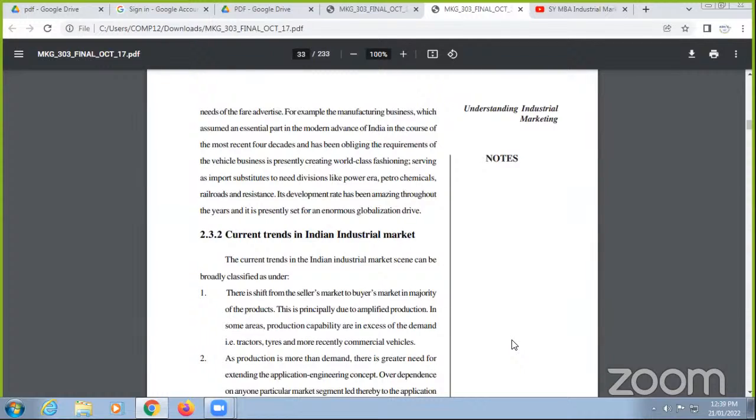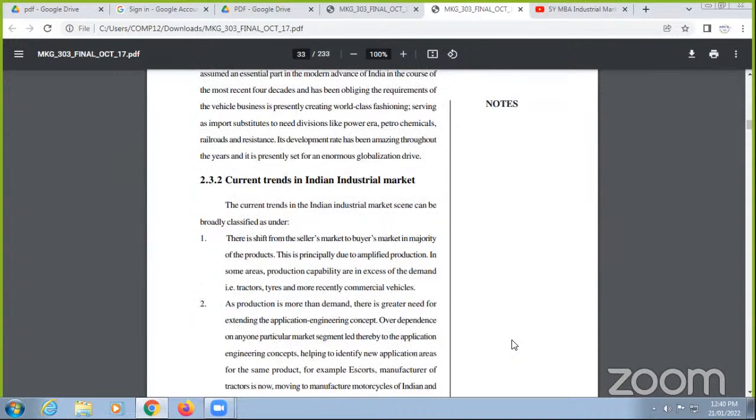The manufacturing business has assumed the initial part in the industrial advance of India over the course of the most recent four decades and has been meeting the requirement of the vehicle businesses, presently creating world-class products as important substitutions for need divisions like power generation, petrochemicals, and railroads. The growth rate has been amazing throughout the years and it is presently set for enormous globalization.